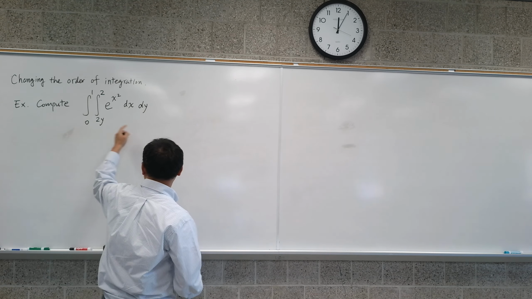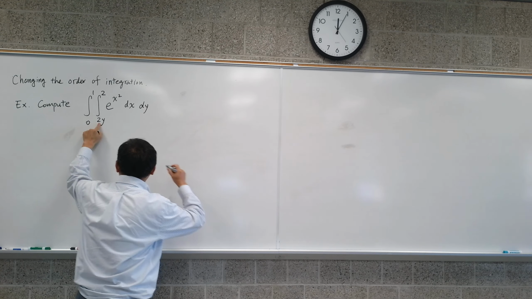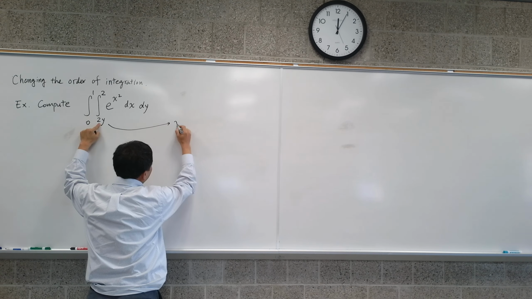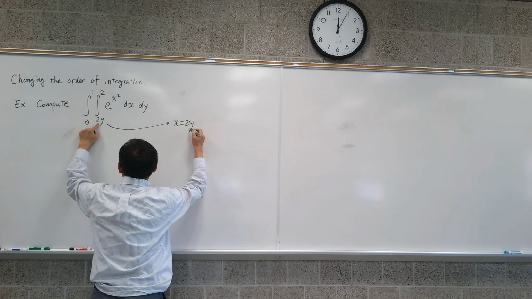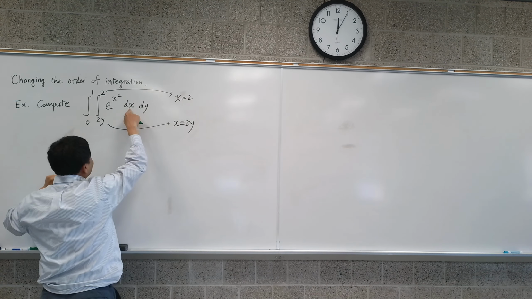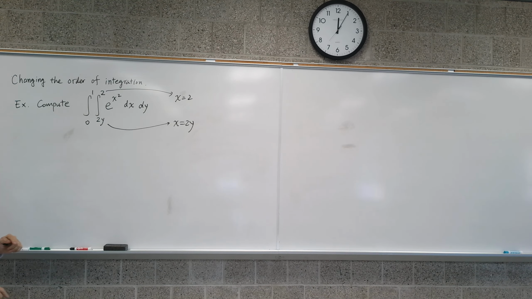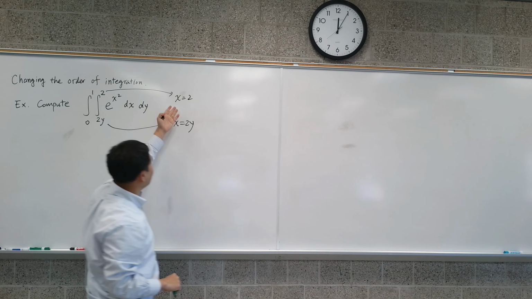Okay, so let's think about this. What does this 2y mean? 2y really means x equals 2y, right? And 2 really means x equals 2. Remember, dx being here means x equals 2y and x equals 2. Okay? And then you have to draw these two things.